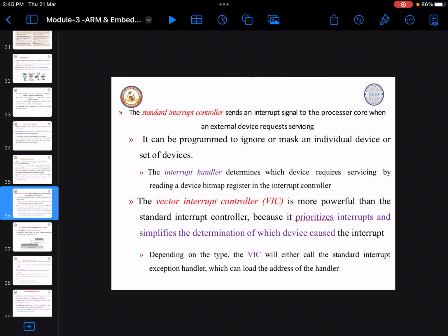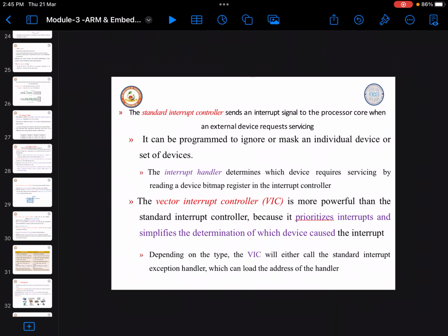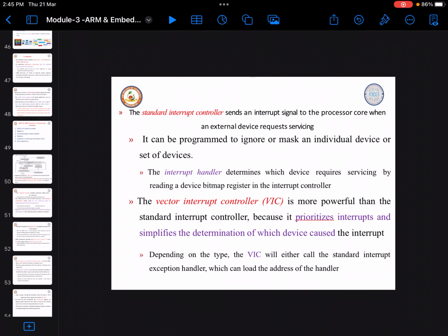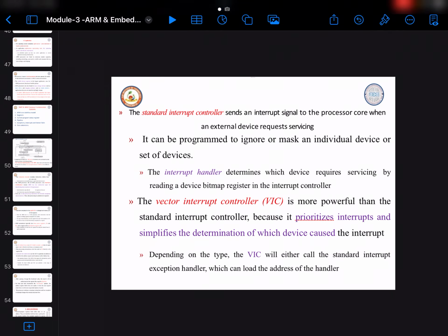So with this we have completed embedded system hardware. Thank you. Next class we will look into the ARM core data flow model, then continuation. Thank you.